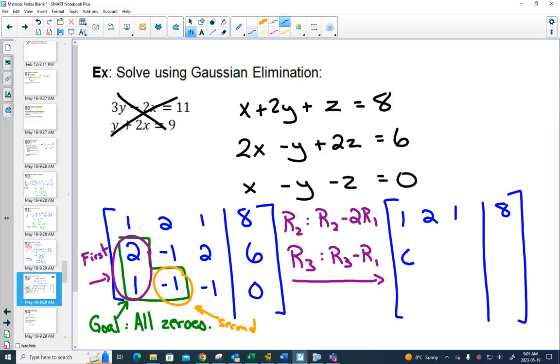I'll give you hints. These are both zeros. Make sense? Yes, just nervous.